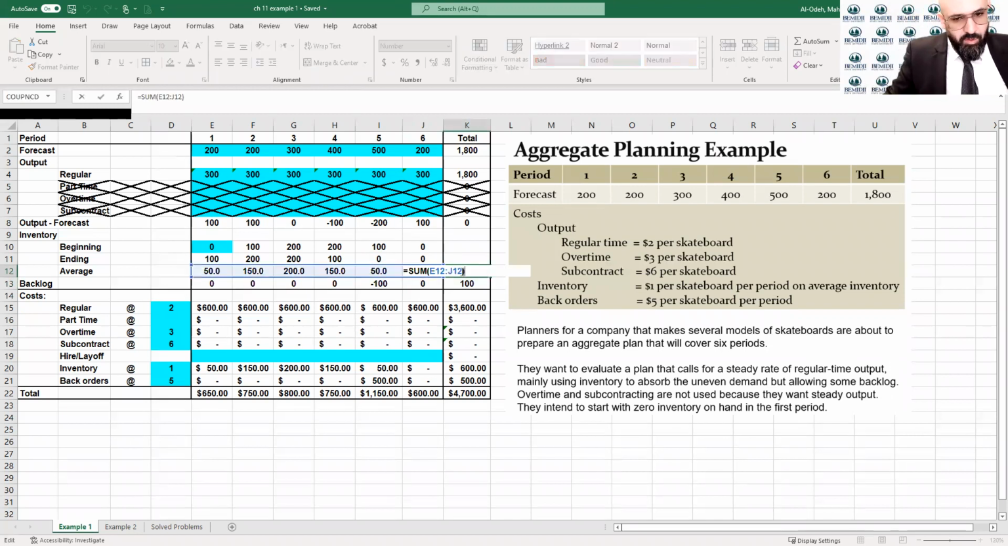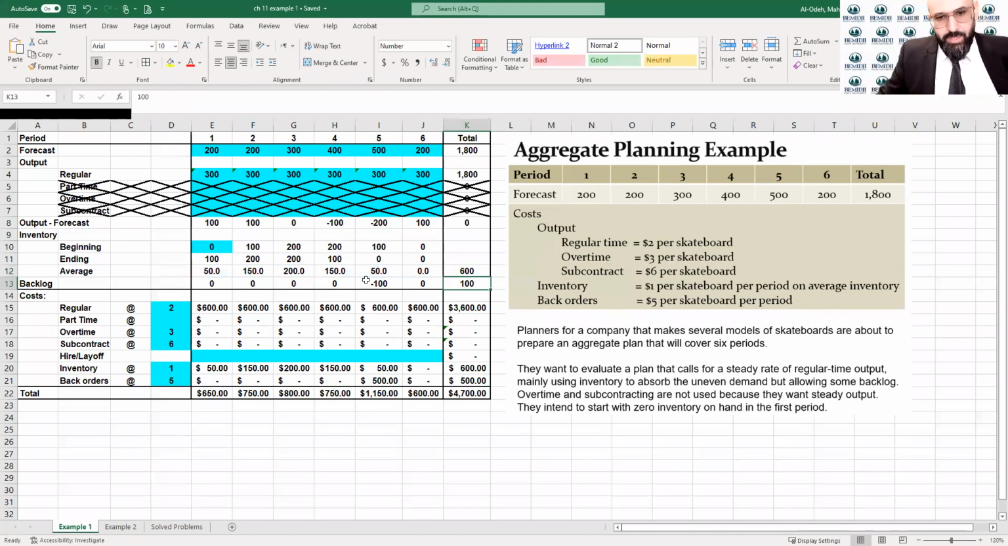The average overall for the inventory, adding these together, would be 600 units as an average inventory you have. Backlog, and we have only one backlog on period 5, which is going to be 100 units. So the total backlog is 100.